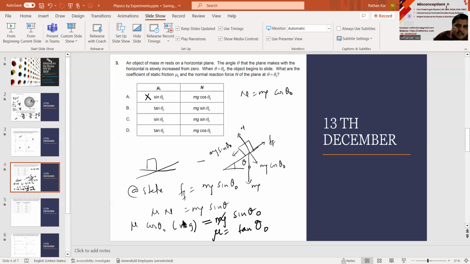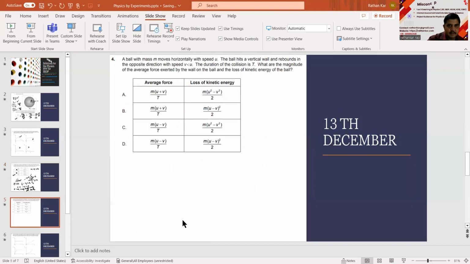Therefore, the other two options are incorrect. Now, at the same time, what is the normal reaction? The normal reaction should be equal to mg cos theta naught. So this is the right answer. Now let us move on to the next one.